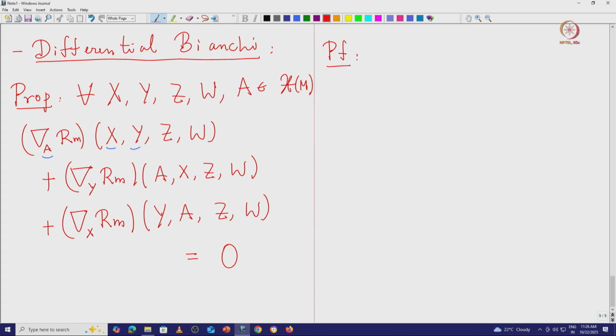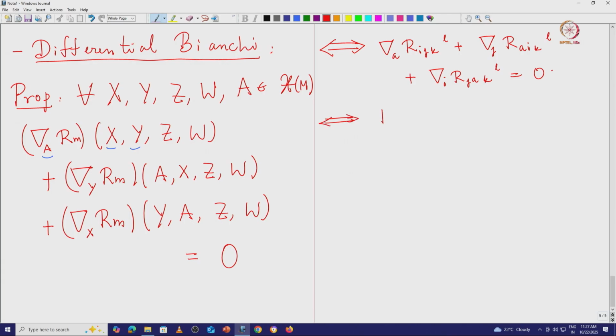So, maybe before that I should write that in local coordinates this is equivalent to the statement that nabla_A of R_{ijkL} plus nabla_J of R_{AikL} plus nabla_I of R_{jAkL} is 0, or equivalently in terms of the (0,4) tensor, this says that nabla_A R_{ijkL} plus nabla_J R_{AikL} plus nabla_I R_{jAkL} is 0. Okay, so let's write down a proof.